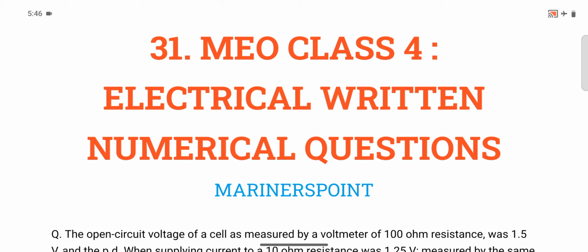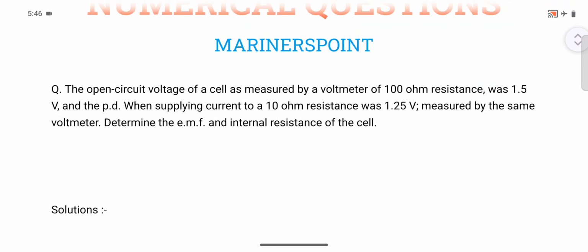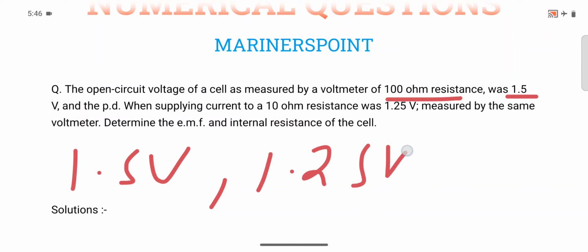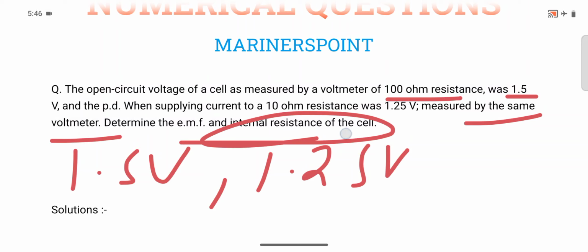We are going to solve an electrical lesson question. You can see the question on the screen. The open circuit voltage of a cell measured by a voltmeter of 100 ohm resistance is 1.5 volt, and the potential difference when supplying current to a 10 ohm resistance was 1.25 volt, which is measured by the same voltmeter. Now we have to calculate the EMF and internal resistance of the cell.